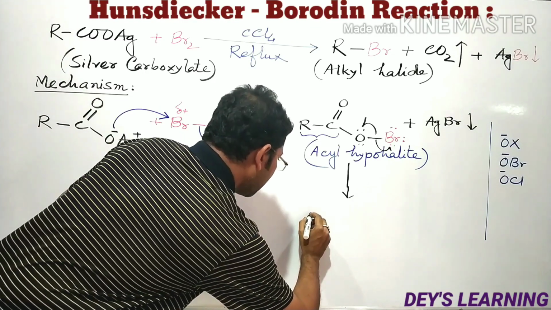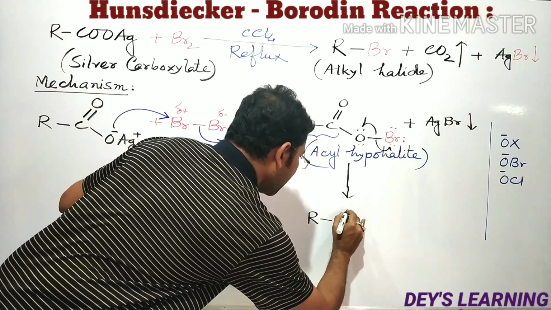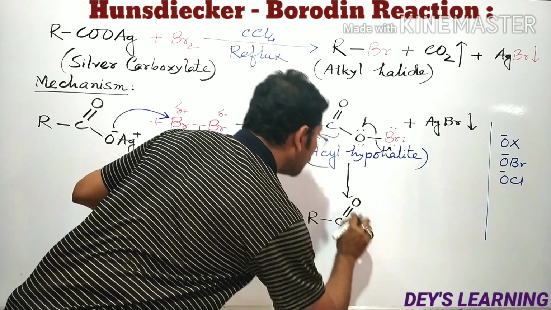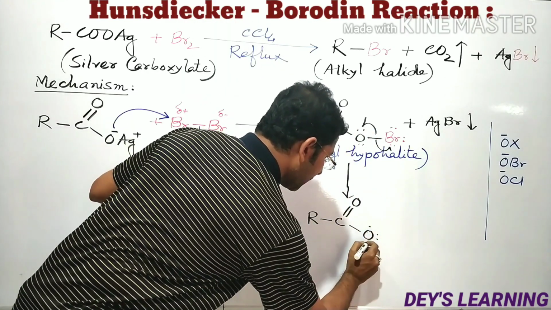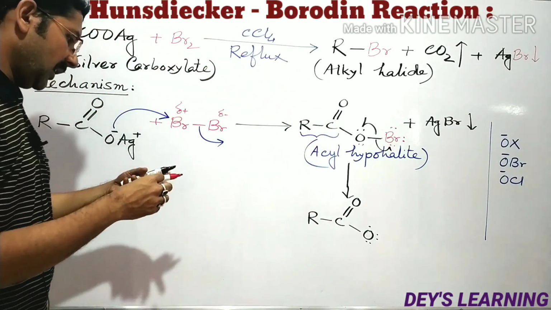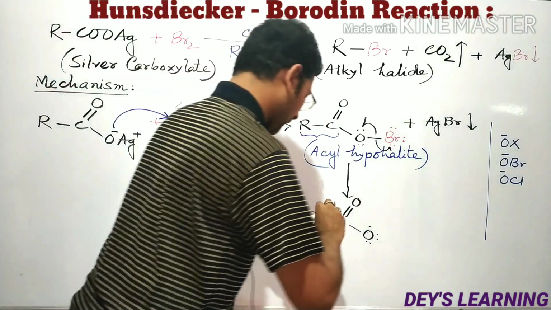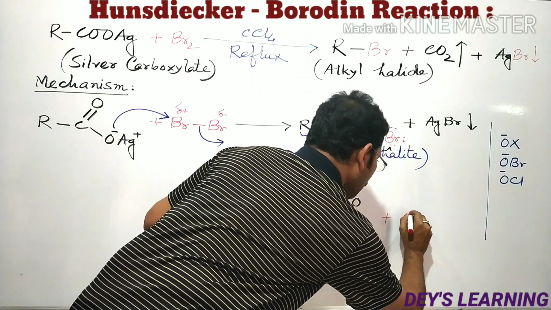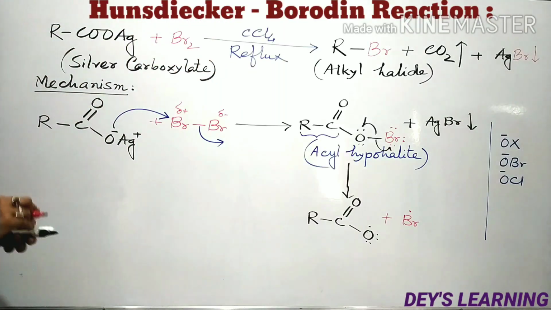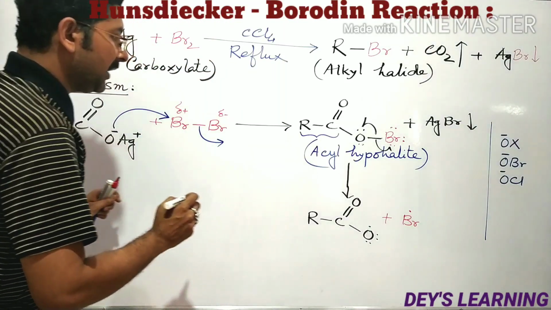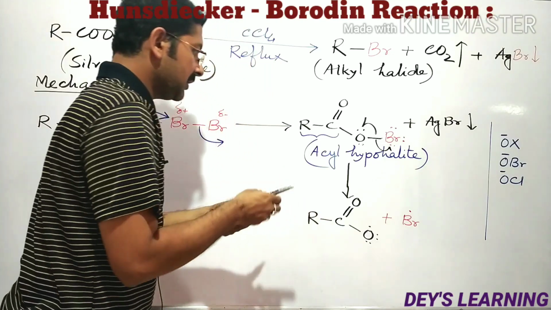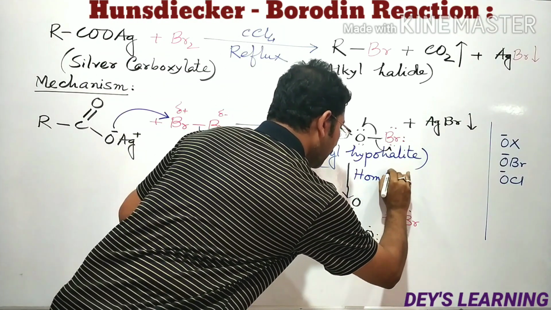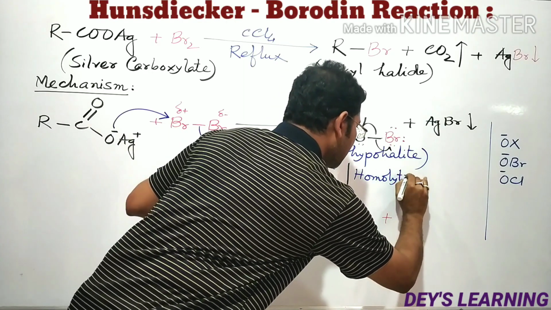As a result of that, we will get this radical with 2 lone pairs over there, and this Br dot becomes free. So this step is actually homolytic cleavage, homolytic fission.